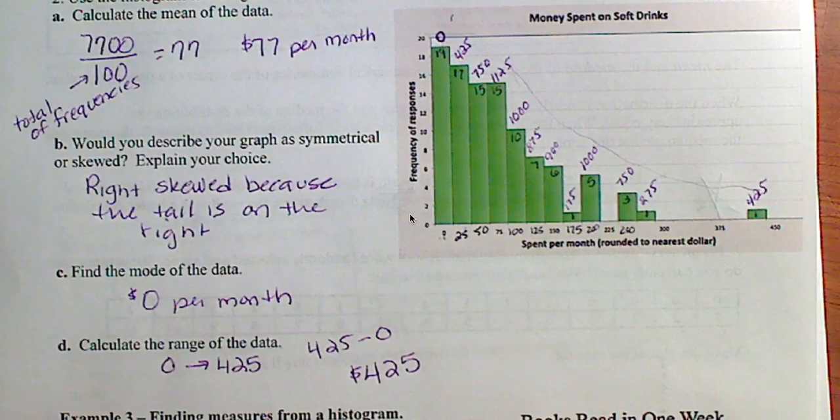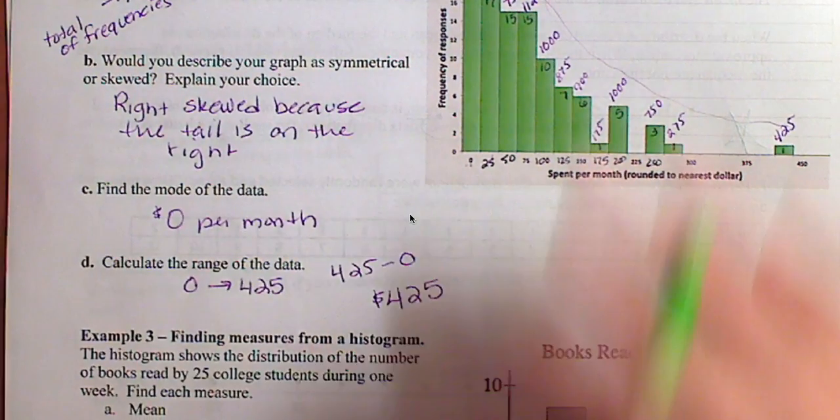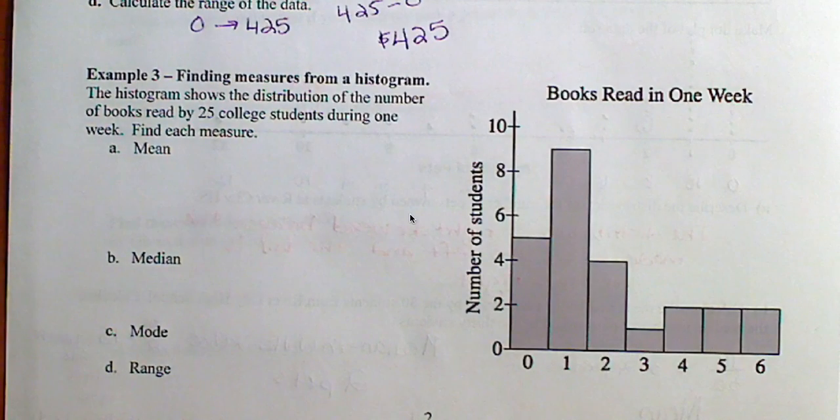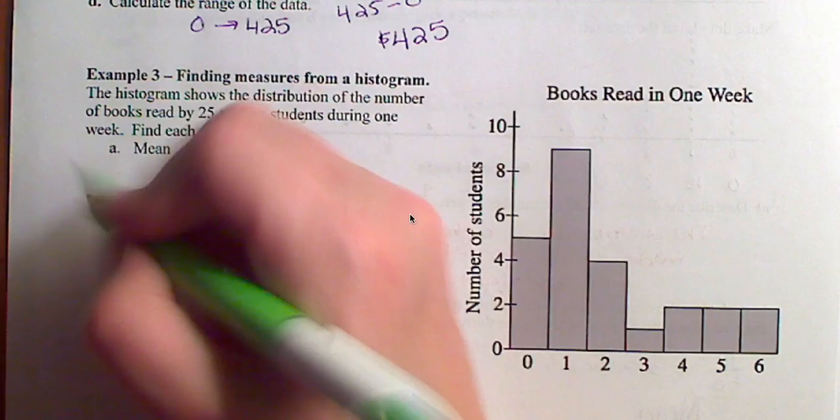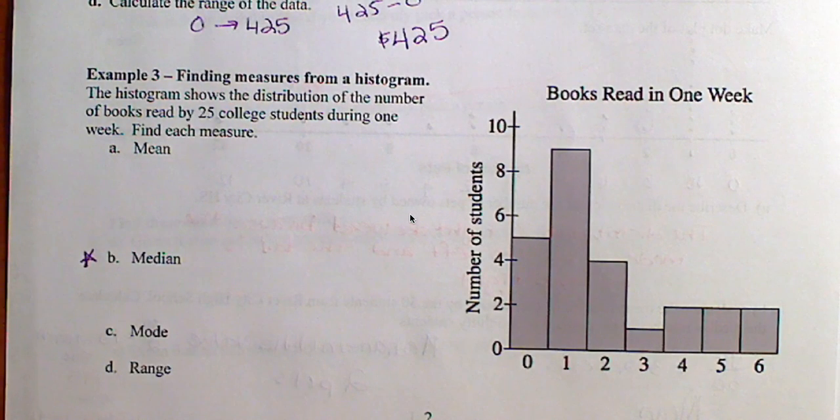Okay. Last example, find the measures from the histogram. So I want you, we're basically doing the exact same thing we did on the previous problem, except for the median. Okay. So I want you to pause the video and see if you can calculate the mean, the mode, and the range with your partner. And then I will show you how to get through the median together.